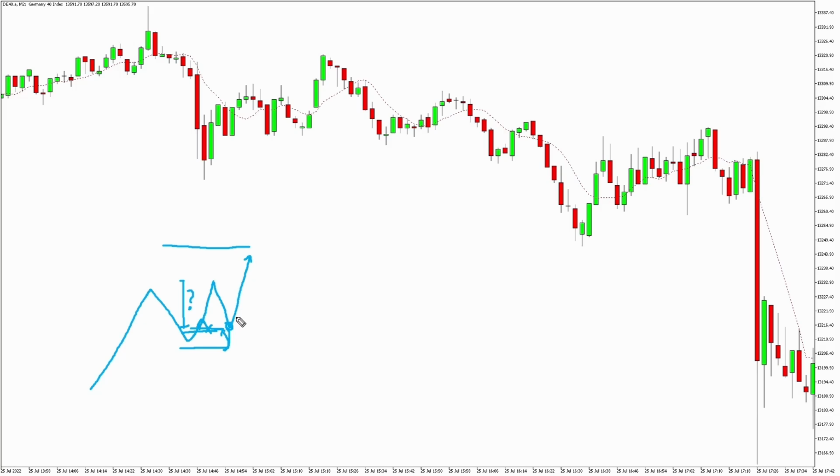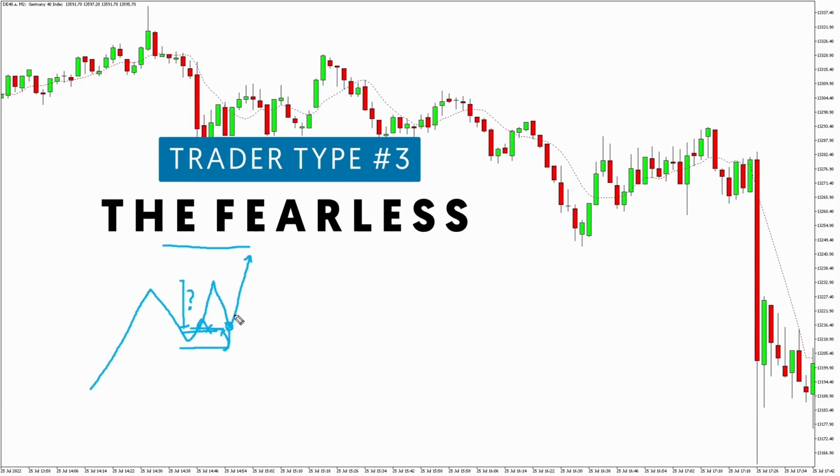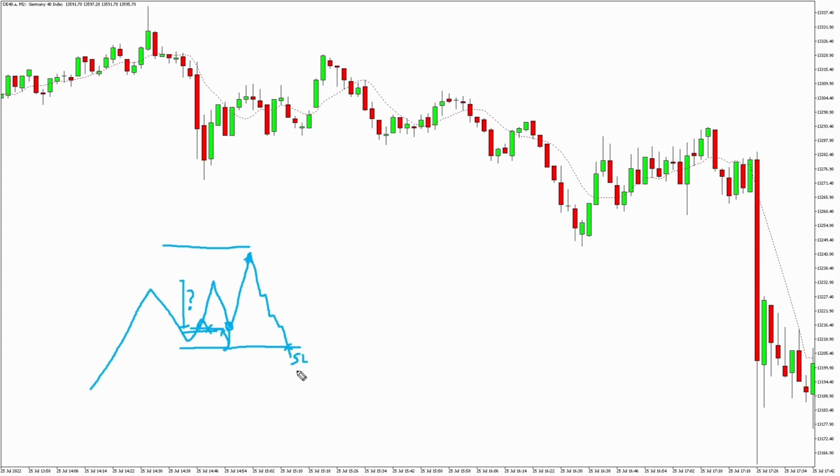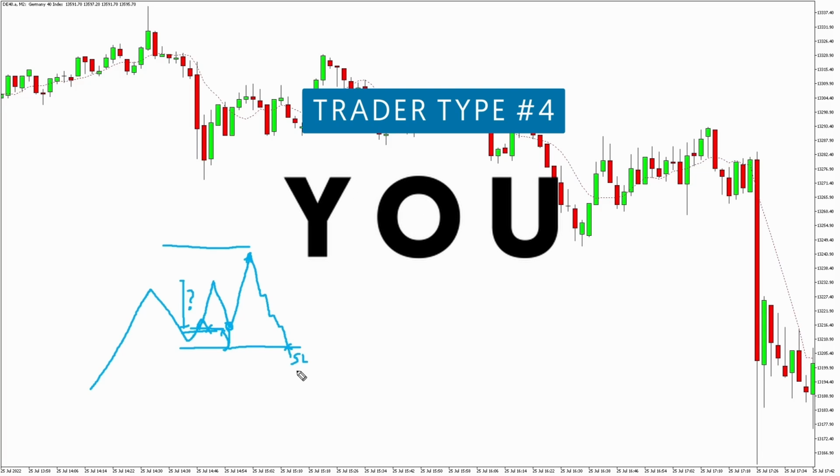Or maybe you are type number 3, you don't use break even at all, so you see the price going very close to your take profit level and you let the price come back completely to you and hit your stop loss level, giving you a loss. Ouch, that hurt. Well, I lied. There's actually a fourth type of trader, and that trader will be you at the end of this video.